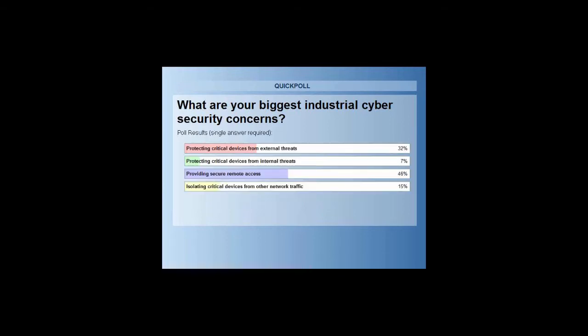All right, so let's share the results here. It looks like almost half of you are concerned with providing secure remote access, followed by protecting critical devices from external threats. And then we've got some interest in isolating critical devices from other network traffic, and not a lot of concern about protecting critical devices from internal threats. Okay, well that's really good feedback.